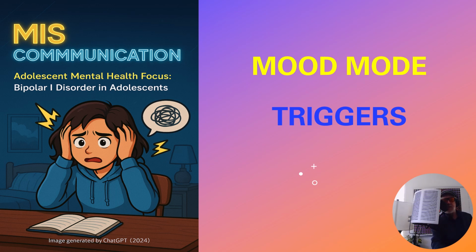Mood Mode triggers. These represent common real-life triggers for manic or depressive episodes in teens with bipolar 1. Sleep deprivation, academic pressure, breakup or rejection, substance use or experimentation, online bullying, skipping medication, intense praise or sudden attention, conflict at home. The mood episode types.